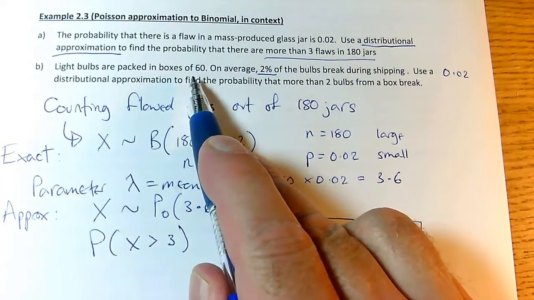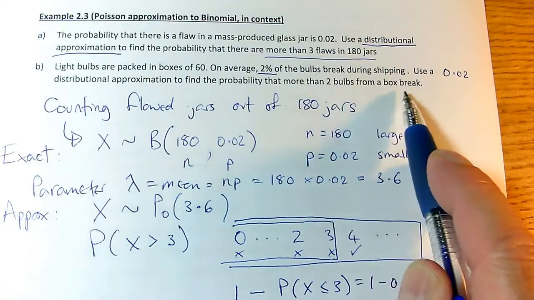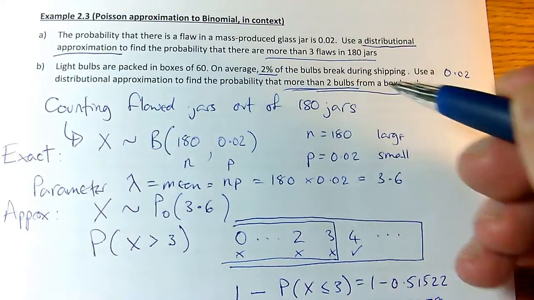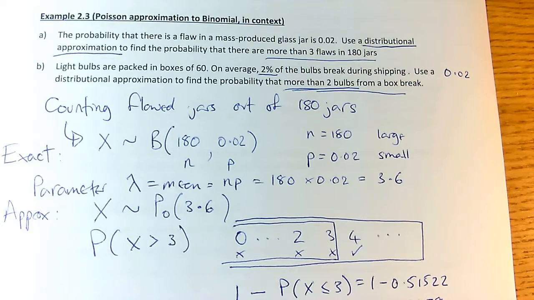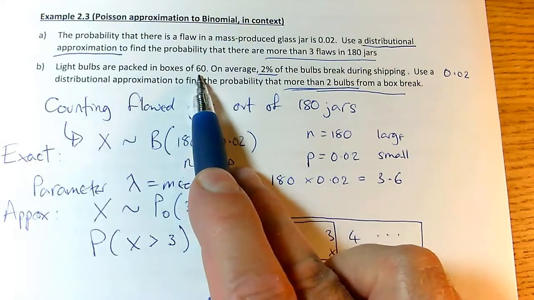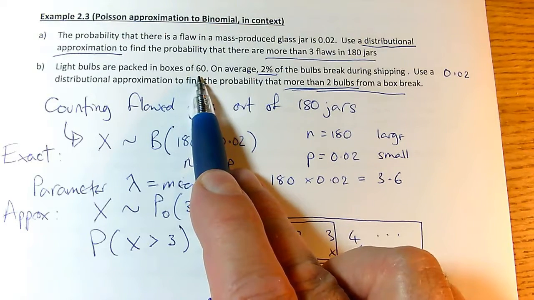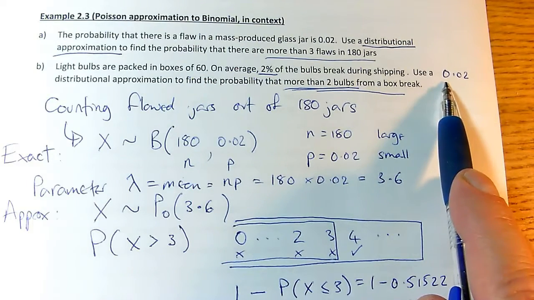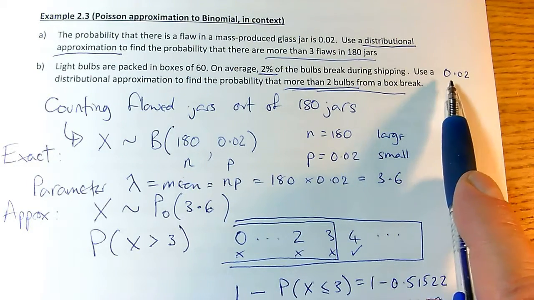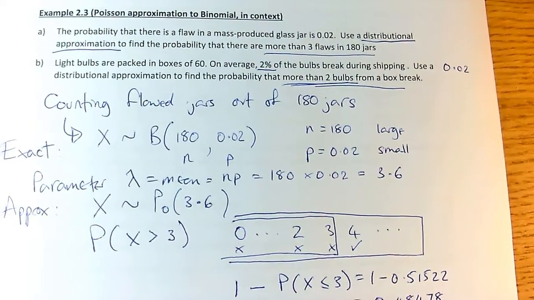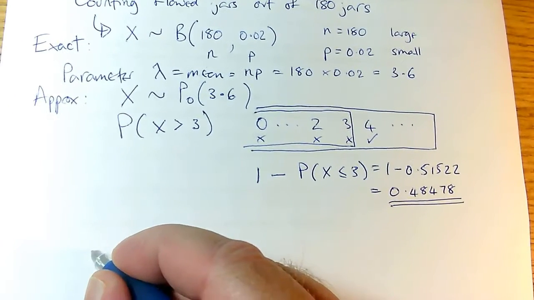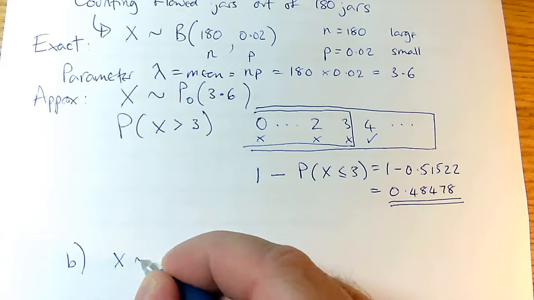Now I've got sets of 60, and I'm counting the number of bulbs from a box of 60 that will break. Okay, and I want that number to be more than 2. So this is a very similar example. I've got 60 trials, 60 light bulbs in a box. Each light bulb has a fixed chance of breaking, and I'm counting the number that break. So I am counting the number of successes, breakages, in 60 independent trials. So for part B, X has a binomial.